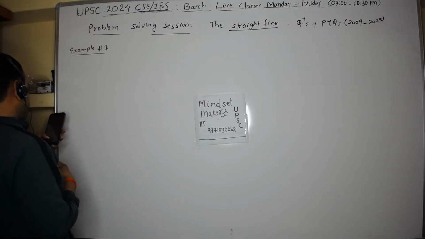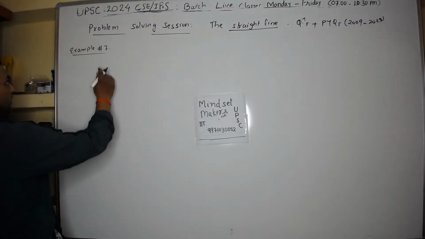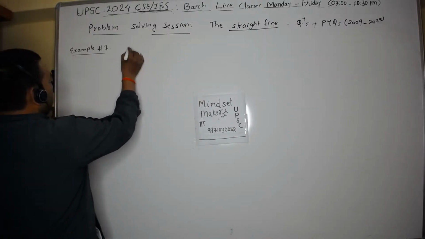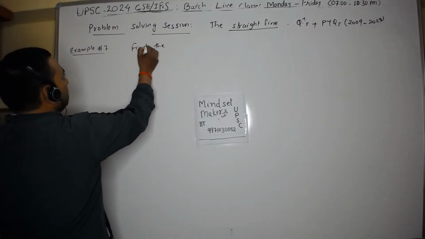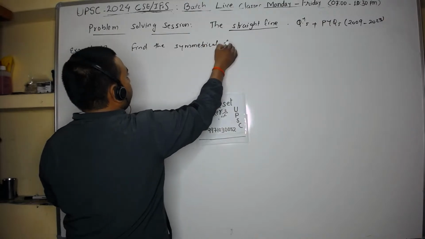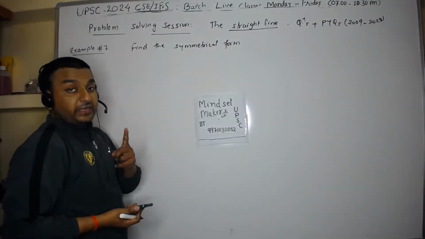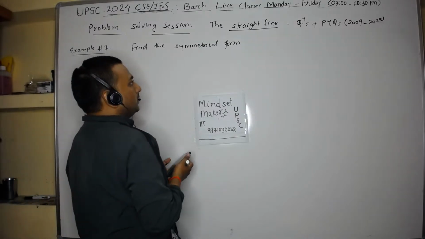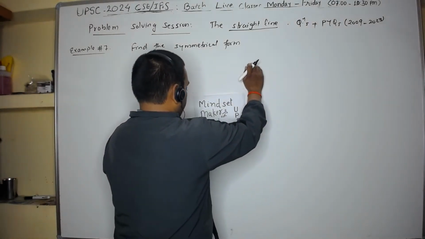DRS, same question. DC is DRS. Okay, let's do the next question. Find the symmetrical form. Please don't forget to practice questions from that book which I have provided you, because similar questions you can get in those examples.